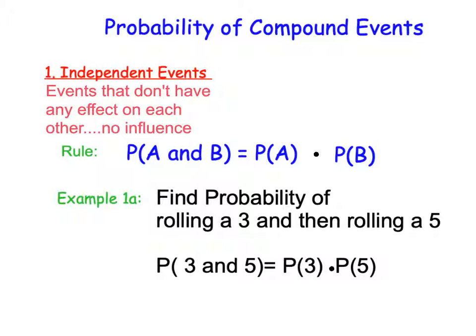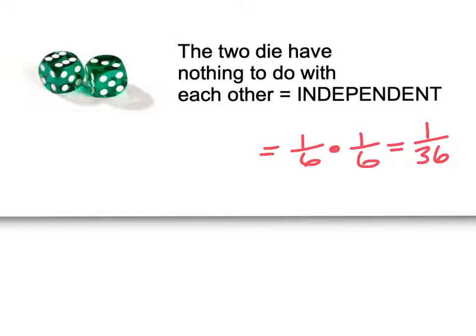Here's an example. We're supposed to find the probability of rolling a 3 and then rolling a 5. The probability of rolling a 3 on a die would be 1 out of 6. The probability of rolling a 5 on a die would also be 1 out of 6. So the probability of rolling a 3 and a 5 would be 1 out of 36. So the key here is to identify independent events. Rolling one die has nothing to do with rolling the second one.